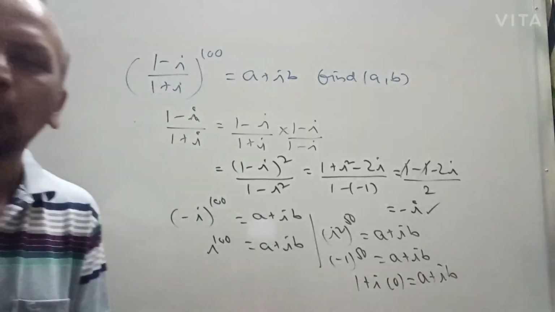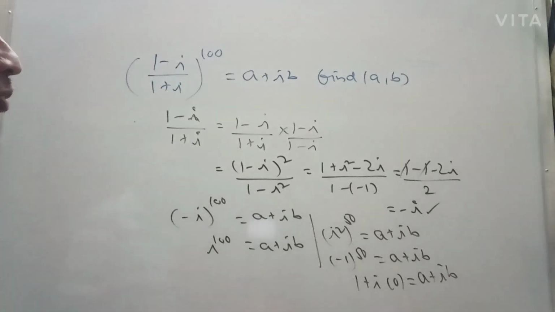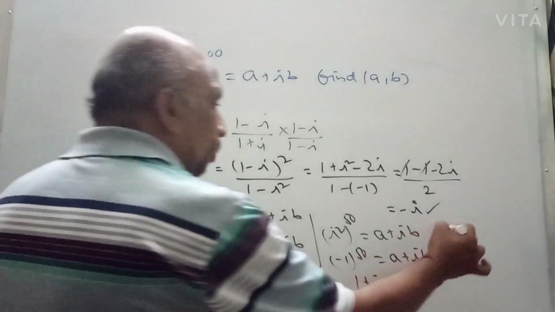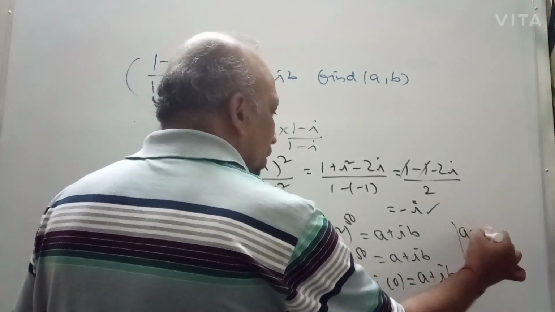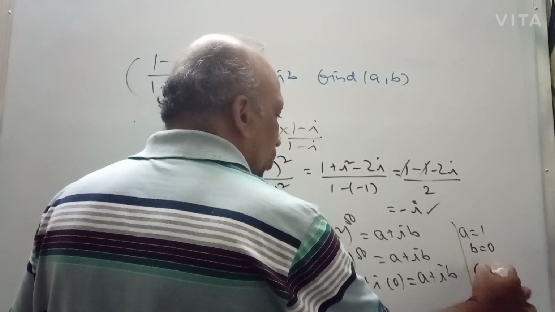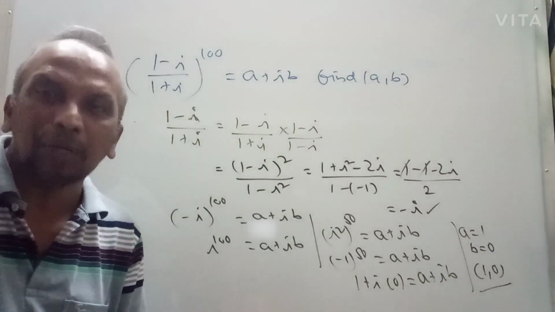Now comparing both the sides, a is equal to 1, b is equal to 0, right? Comparing both sides, I can write a is equal to 1, b is equal to 0. The required point is 1 comma 0.